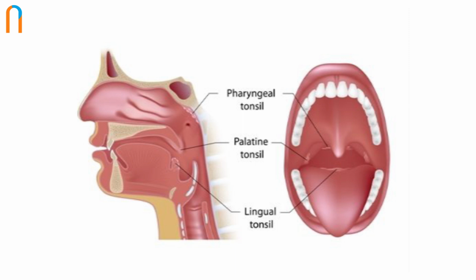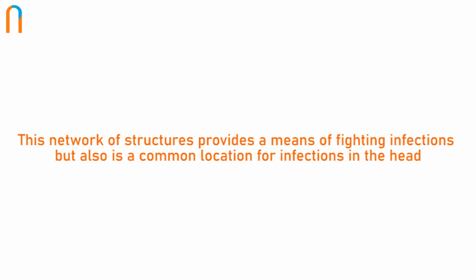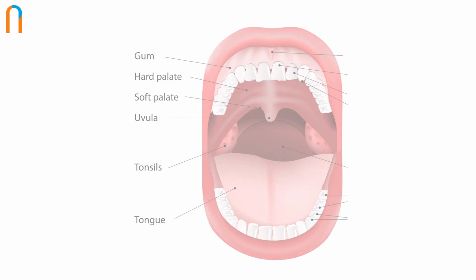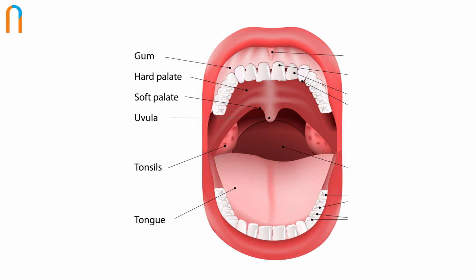The nasopharynx is connected to the middle ear cavity via the Eustachian tubes, which equalize pressure in the ear to atmospheric pressure. Thus, they represent a drainage pathway of lymphatic fluid between the throat, nose, and ears. This network of structures provides a means of fighting infections, but also is a common location for infections in the head. The soft palate separates the nasopharynx and the oropharynx, which ends in the epiglottis.